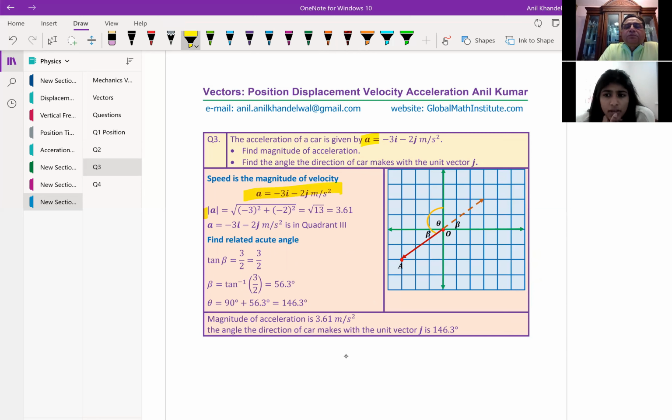So the magnitude, no problems: the square root of a squared plus b squared. You substitute the values, and you'll get 3.61 as your answer. Now, let's look into the angle part. So, like last time, if I substitute minus 3 over minus 2, then what do I get?